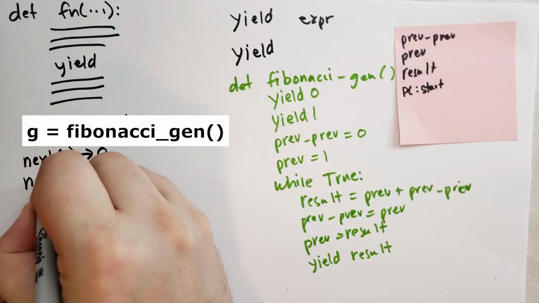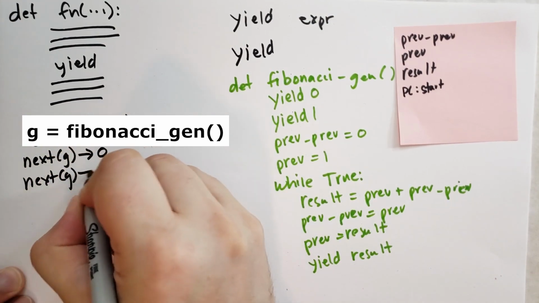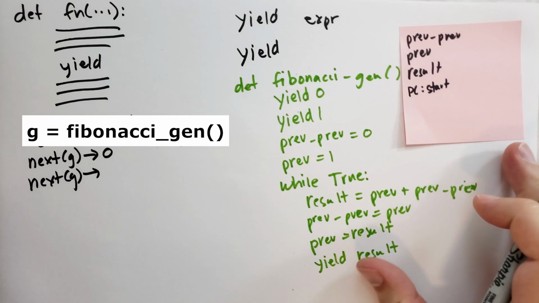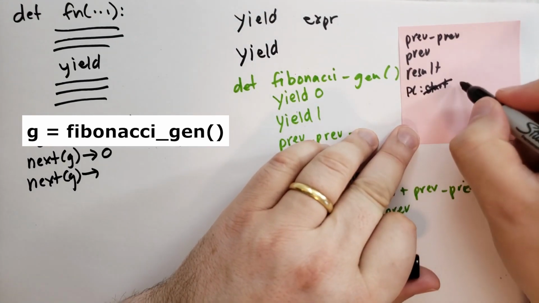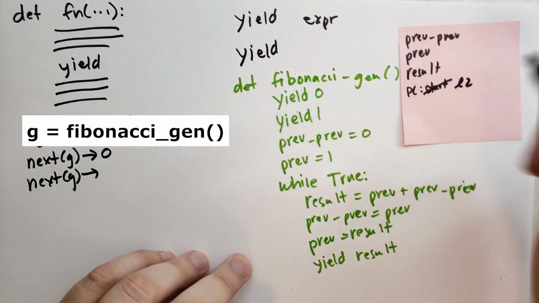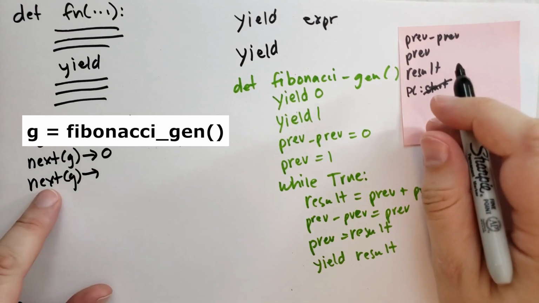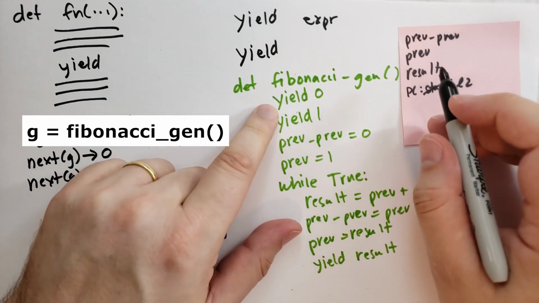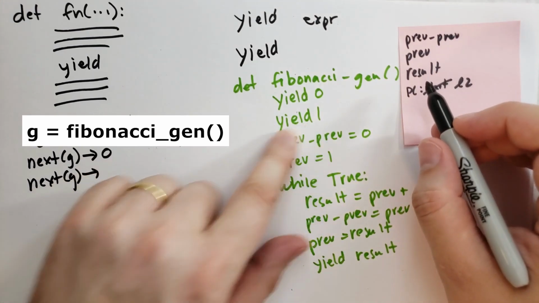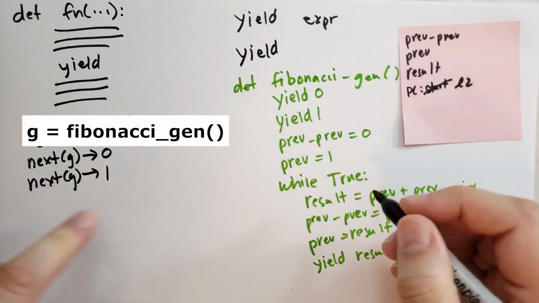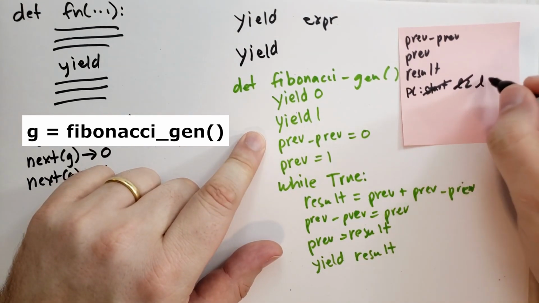When we call next again, it remembered where it was pointing. So let's put line 2 now, because it remembers where it is. And so when we call next, it continues execution there. In this case, it says yield 1, so next will yield 1. And the program counter is now pointing at line 3.